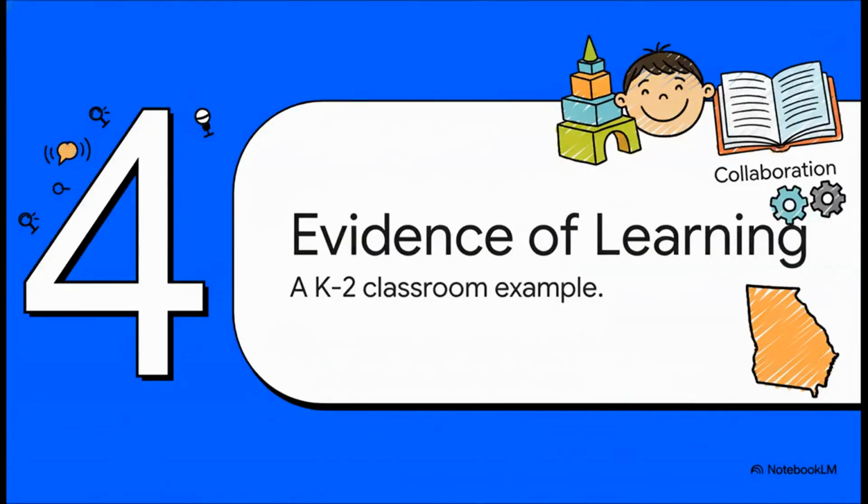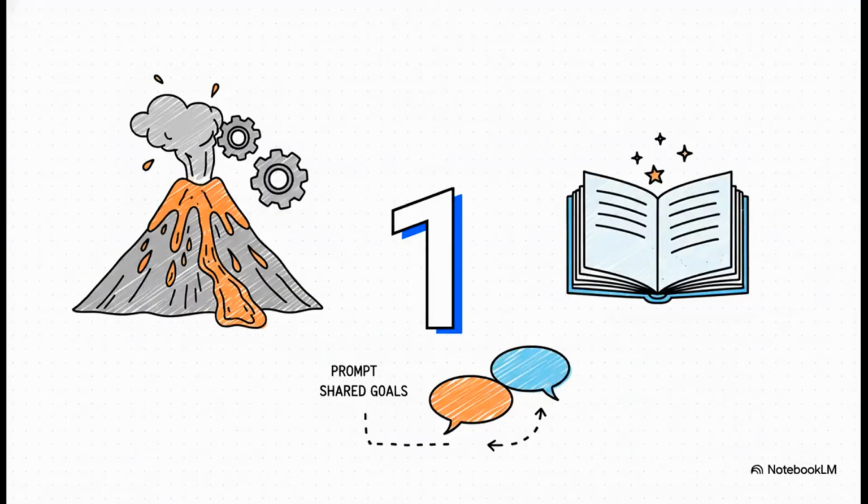Okay, so we've covered the what, the why, and the how. Now for the final piece of the puzzle, what does this actually look like in a classroom? Let's walk through a real K2 example from the GaDOE documents to see it all come together. So it all begins with a clear, engaging prompt. In this case, the teacher sets a shared goal: work with your partner to teach someone else about volcanoes. The finish line is clear, but the journey to get there is all about collaboration.